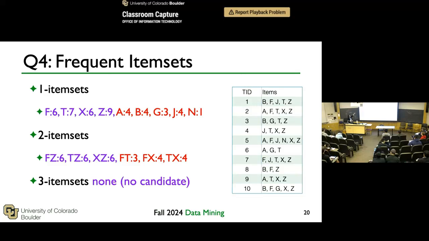In this case, this is some of the specifics we're showing. When you're generating your candidates, you need to check whether that is a valid candidate or not. In this case, I have FZ and TZ, but I cannot take FZ and TZ to generate FTZ as a candidate. Why? I'm missing FT. FT is not frequent, so that means FTZ cannot be a frequent candidate. Similarly, I cannot take TZ and XZ together because T and X is not frequent. That's something that, when you're rushing, you may miss.